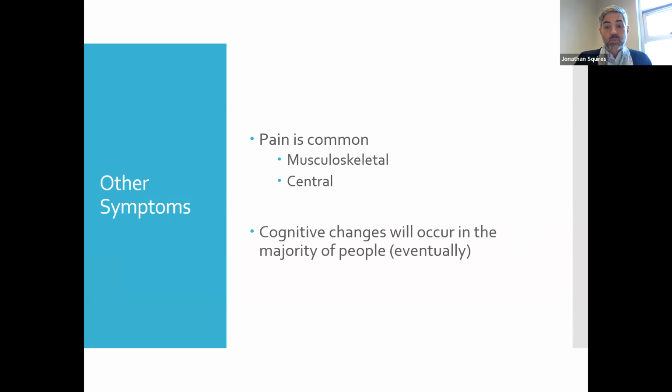Cognitive changes people are often worried about, understandably so. Unfortunately, most people with Parkinson's disease will eventually develop some degree of cognitive change. If you follow people for 20 years, somewhere along the lines of 80% of people will have cognitive changes. It can occur basically at any time, more likely in older people than younger people. And as the disease progresses, the longer you've had Parkinson's, the more likely there will be cognitive changes.